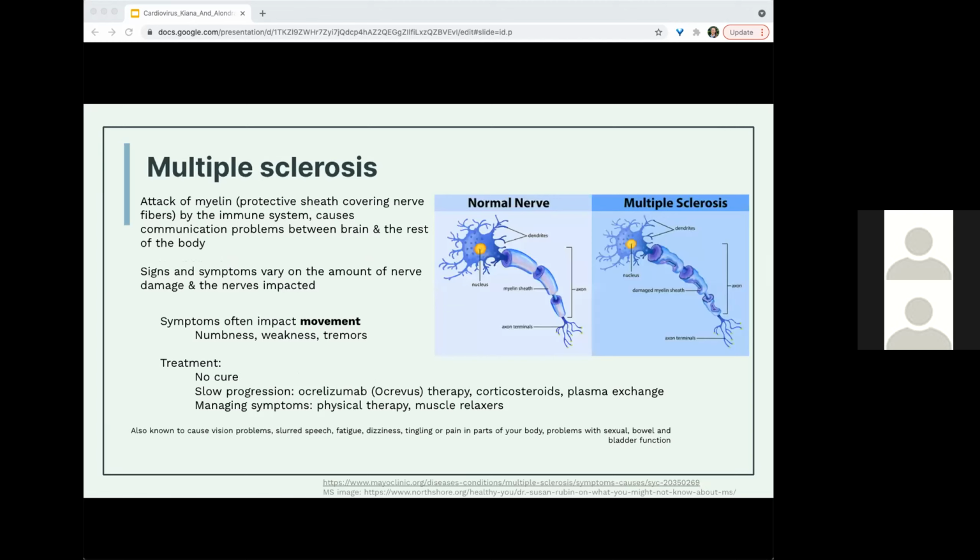Cardiovirus has been known to cause MS-type symptoms in mice. In MS, the immune system attacks the myelin of nerve fibers. The symptoms vary depending on the severity of the nerve damage, but can impact movement. Numbness, weakness, and tremors may also be present. There is no cure, but it is possible to slow the progression and manage symptoms.